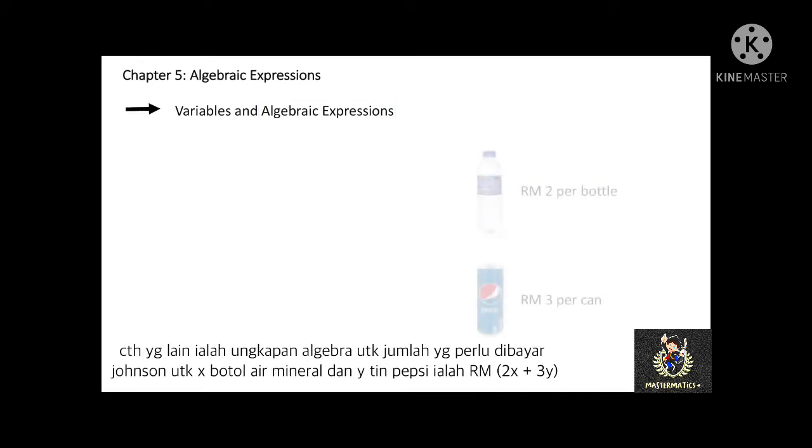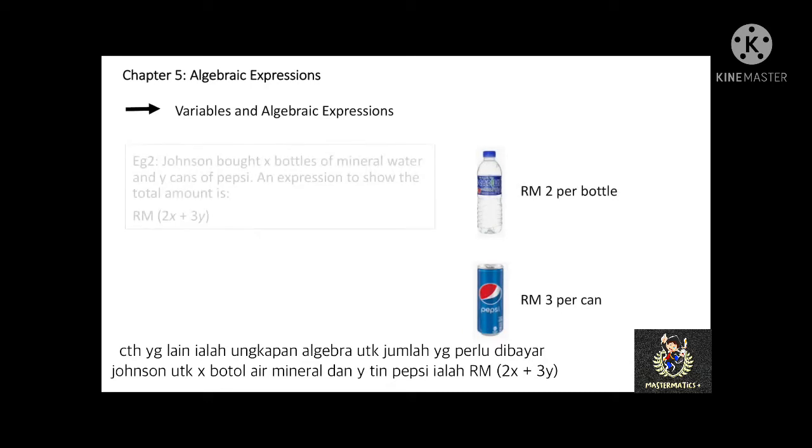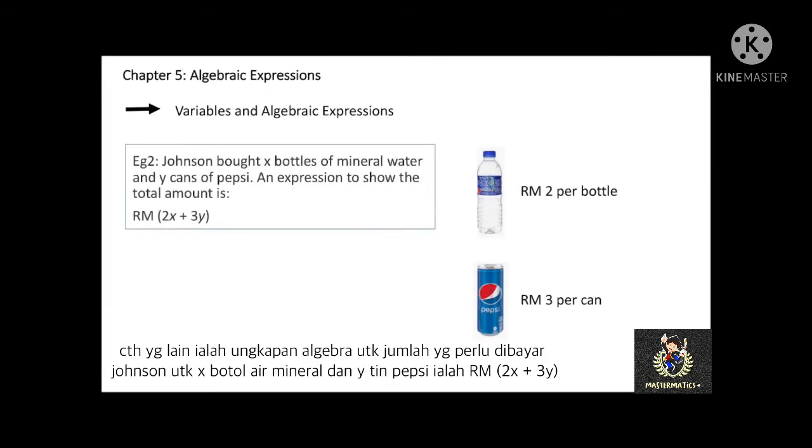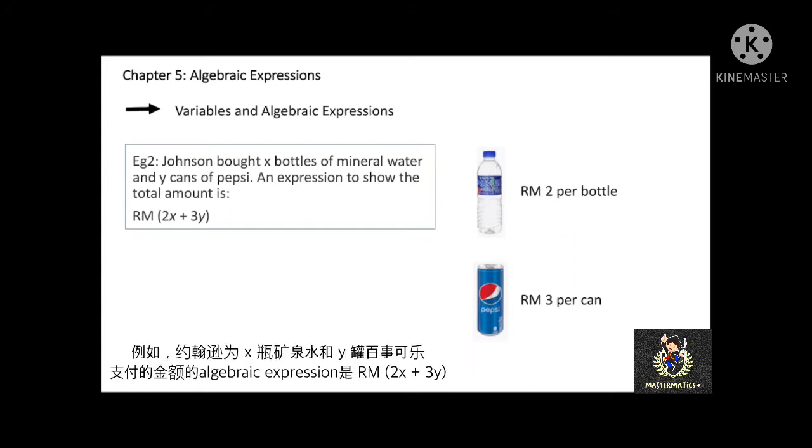Let me show you one more example on how we use algebraic expression. Johnson bought x bottles of mineral water and y cans of Pepsi. The price of mineral water is $2 per bottle and for Pepsi is $3 per can. An algebraic expression to show the total amount paid by Johnson is x bottles of mineral water times $2 per bottle plus y cans of Pepsi times $3 per can, which is equal to $2 times x plus 3 times y.